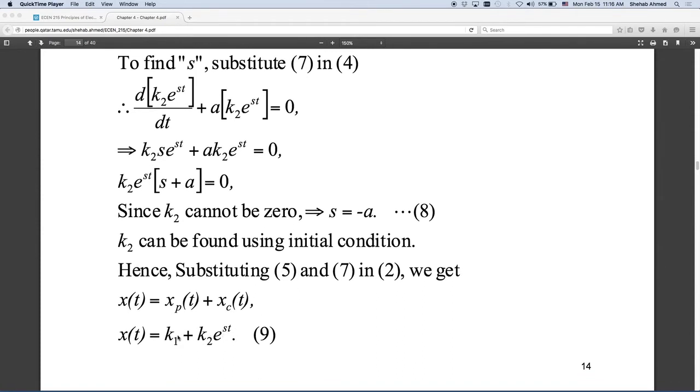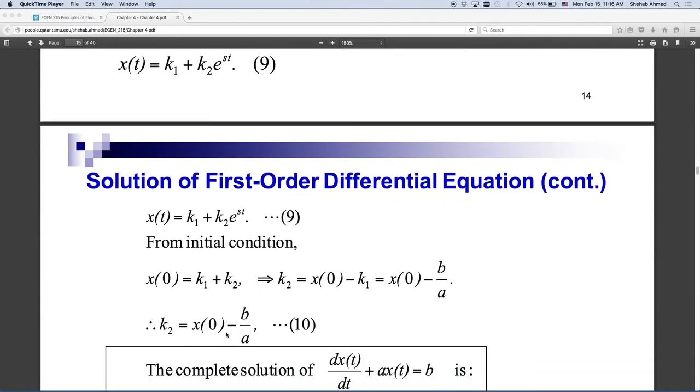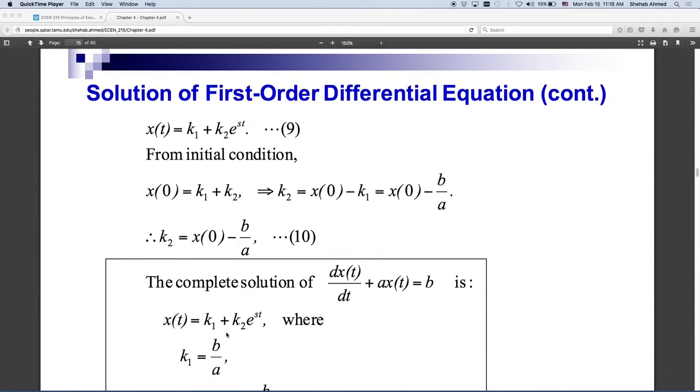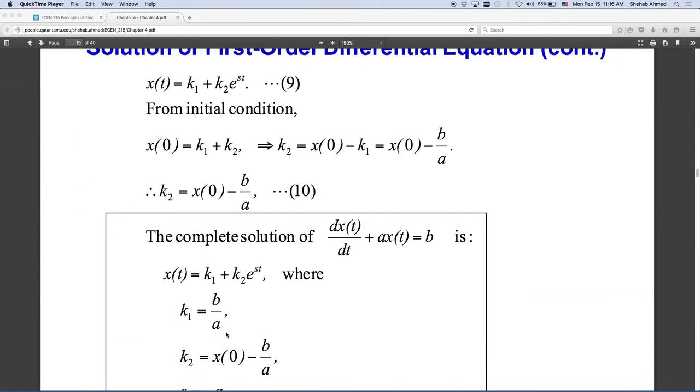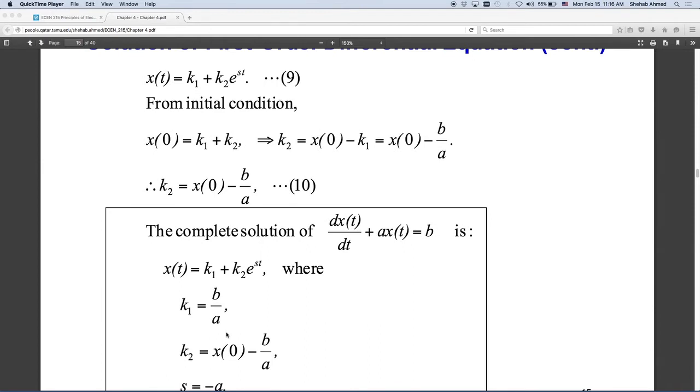So we know that now our solution, we agree that our solution is a constant plus a constant multiplied by e to the st, and we figured out what s was, right? And now we continue and see what we can do from the initial conditions. So from the initial conditions, I want to be able to find k1 and k2. S is done. I just need to find k1 and k2 now.